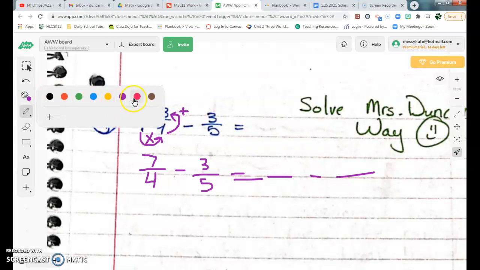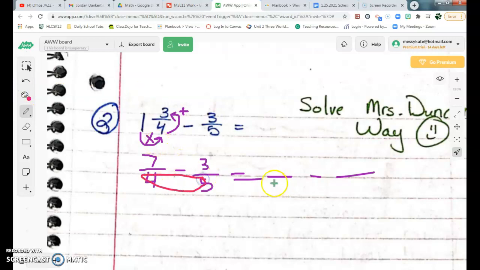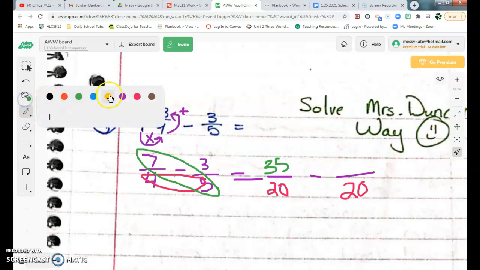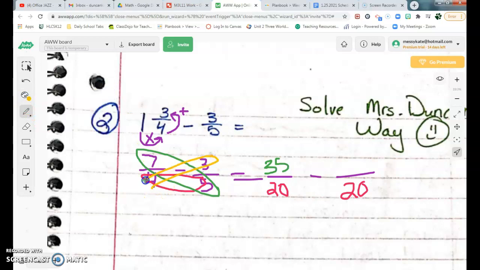Start with the butt of my butterfly. 4 and 5 is going to get me 20. Then I'm going to do the left wing. Again, you're writing all of this down with me. 7 and 5 is going to get me 35. Then my right wing. 4 and 3 is going to get me 12. Okay. 35 minus 12. Well, 35 minus 10 is 25. Minus 2 more is 23. So I've got 23 over 20.